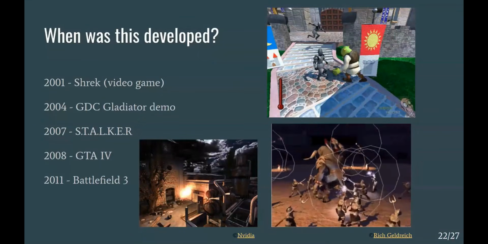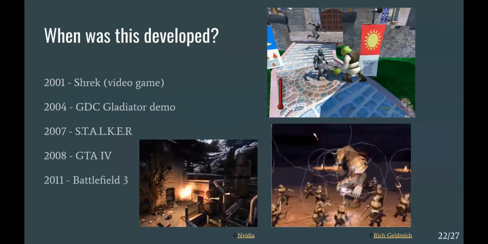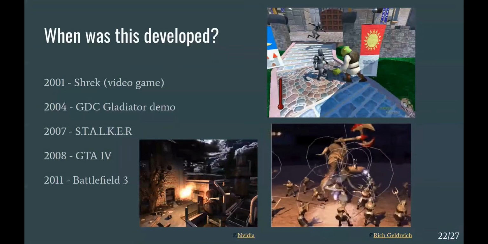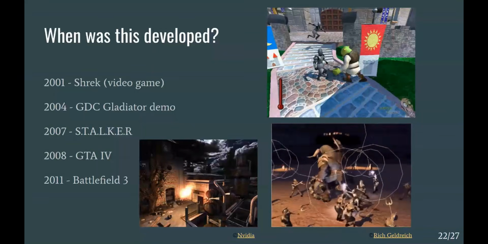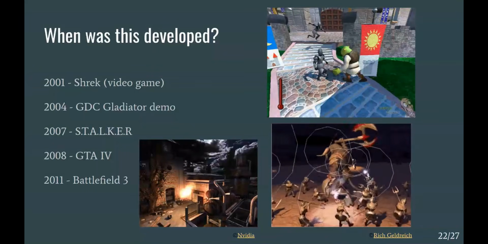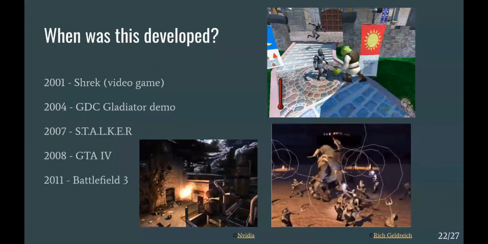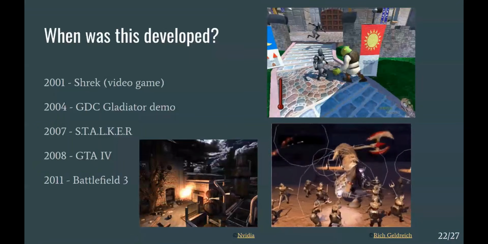After this was released, he continued to work on this. He was involved in a lot of the early research and development of this technique. In 2004, he released the Gladiator demo showcasing his efforts at GDC 2004. And then he joined Microsoft R&D to do a lot of the development of this for the Xbox 360.